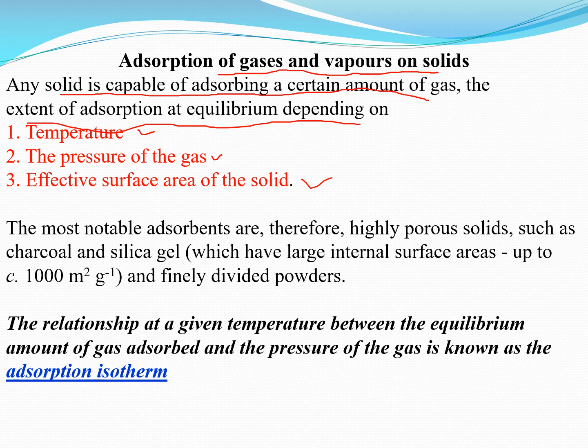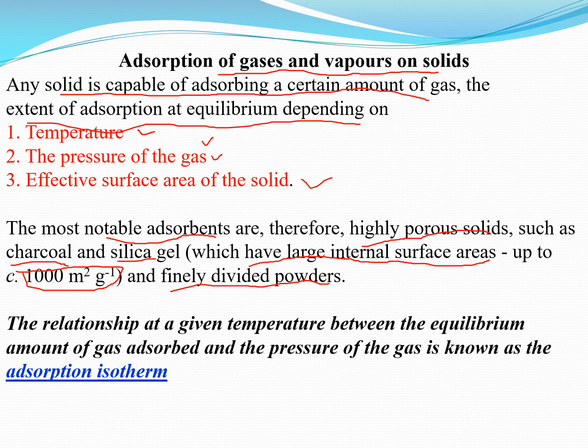Or you just put certain food in the room for some time, you can see its texture changing and more moisture coming inside it. So that is basically an adsorption phenomenon. So in practice, adsorption depends upon temperature, pressure of the gas, and effective surface area of the solid. The most notable adsorbents must be highly porous solids such as charcoal and silica gel, which have large internal surface areas up to around 1000 meters square per gram, and finely divided powders.